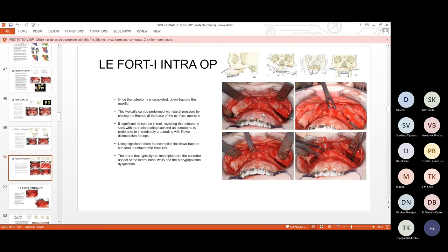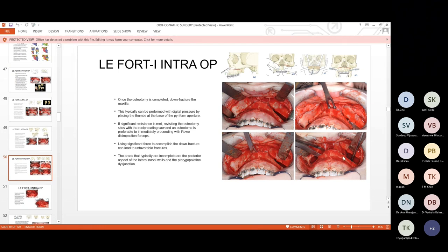Next, what happens? It is something called the down fracture. So before doing the down fracture, we have to do the septum, which is there in the center. That also needs to be dissected free and then osteotomized. Otherwise, the maxilla will not come down. So here it is being osteotomized, the central osteotome.